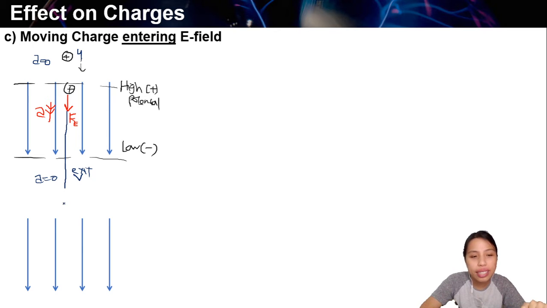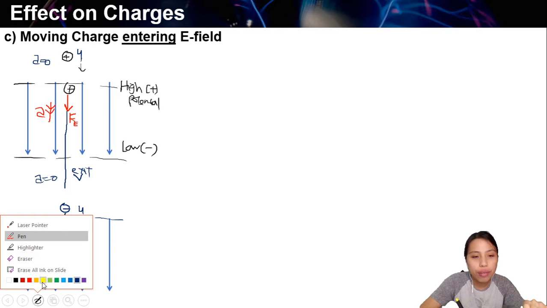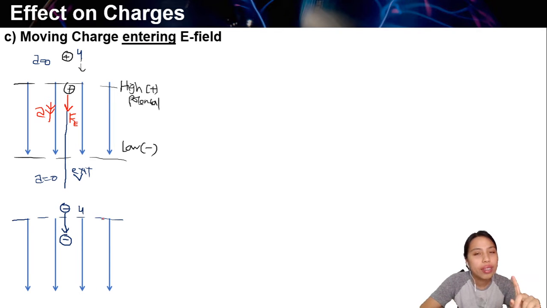If you have a negative charge going in, starting off with some initial velocity, it's just going to travel at the same velocity until it enters the electric field. Like that. Once it's inside already, it's going to experience some kind of force. What is that force? Remember, a negative charge is going to experience a force in the opposite direction to the electric field line. So Fe will be backwards.